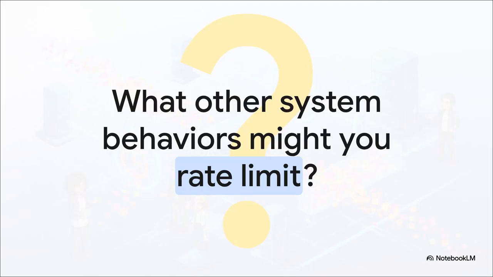And just to leave you with one final thought to chew on, this pattern is way more powerful than just throttling user API calls. Think about it. Where else could you use this? What about limiting failed login attempts to prevent brute force attacks, or slowing down new account creations to stop spam bots? You could even rate limit expensive database queries to protect your backend. The applications are everywhere. It's a fundamental tool for building stable and secure systems.